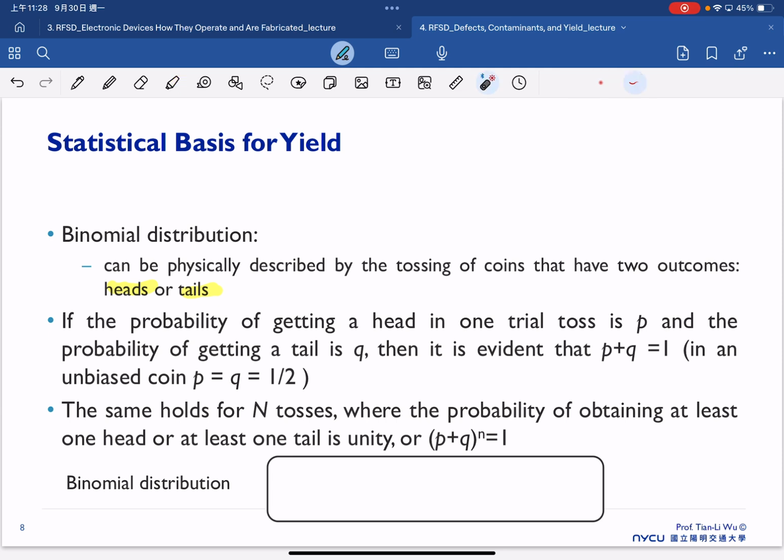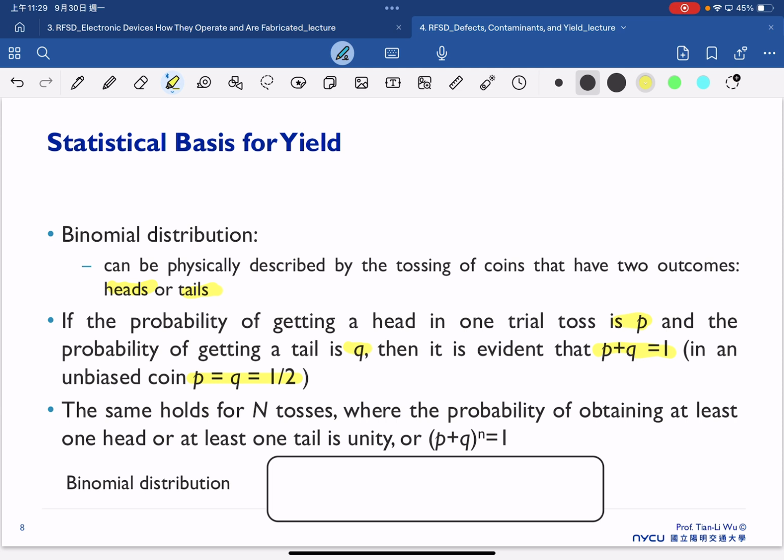If the probability of getting a head in one toss is P, and the probability of getting a tail is Q, then for sure P plus Q is equal to 1, because there are only two scenarios when we toss a coin, either the positive side or the opposite side. So overall, the total probability for the positive side and the opposite side is equal to 1. This is in the case that the coin is unbiased, so we don't do any trick with the coin. So in the end, P and Q will each be equal to 50%, that is, 1/2.